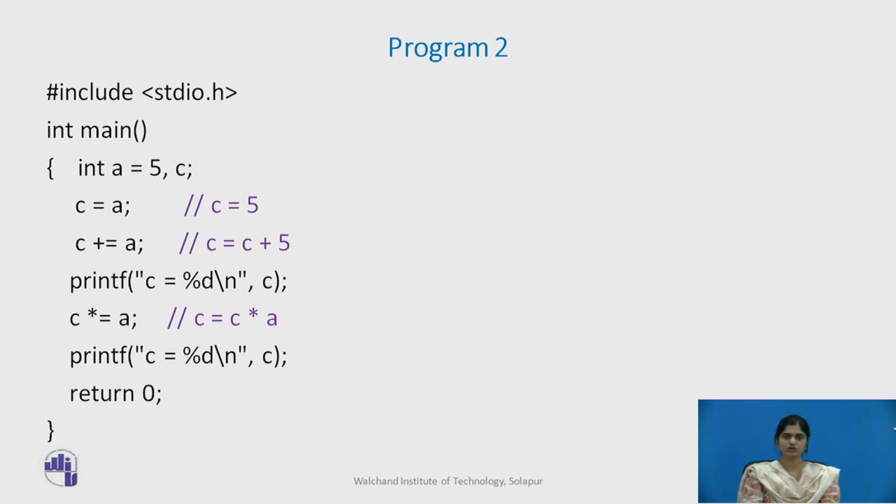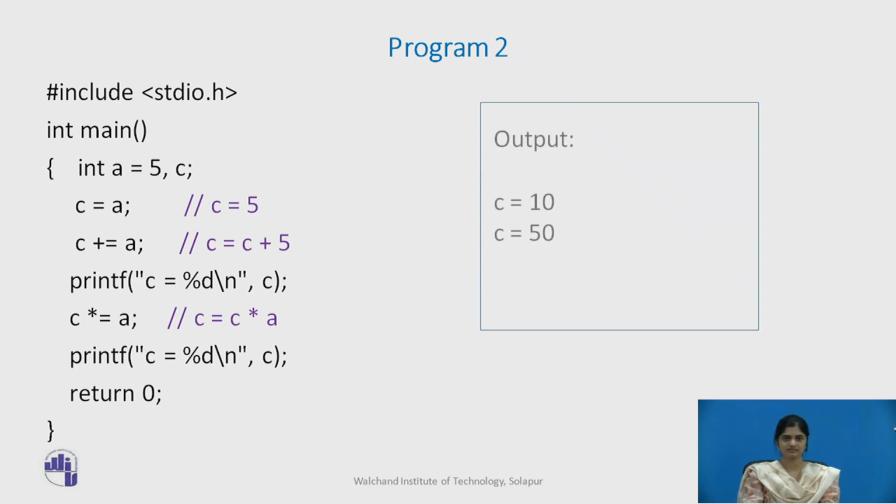Next, c plus is equal to a is nothing but c equal to c plus a. Now a value is 5, so c will become c plus 5. So c plus 5 means 5 plus 5, that is c is equal to 10. So if we print the value of c, it will be 10. Next is c multiplication equal to a, which is nothing but c equal to c multiplied by a. Now c has become 10, a is 5, so 10 into 5, c will become 50. The value of c will keep on changing as we are giving new values to it. So if we print c at the last line, we'll get the answer as 50. So c is 10 in the first case and then we'll get c as 50.